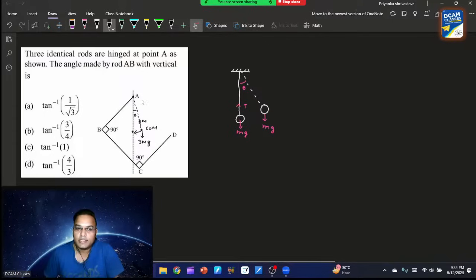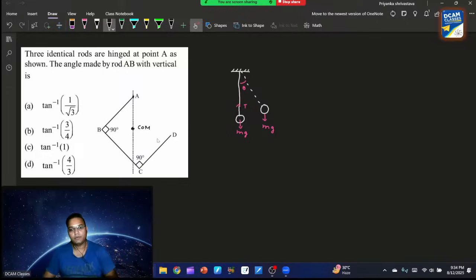Means for this rod system to be in equilibrium, the center of mass of the system should lie on this line. I don't know where it will be, but it will lie on this whole line. This is the concept. Using this concept, you must be able to get this angle. This theta you should be able to get now.